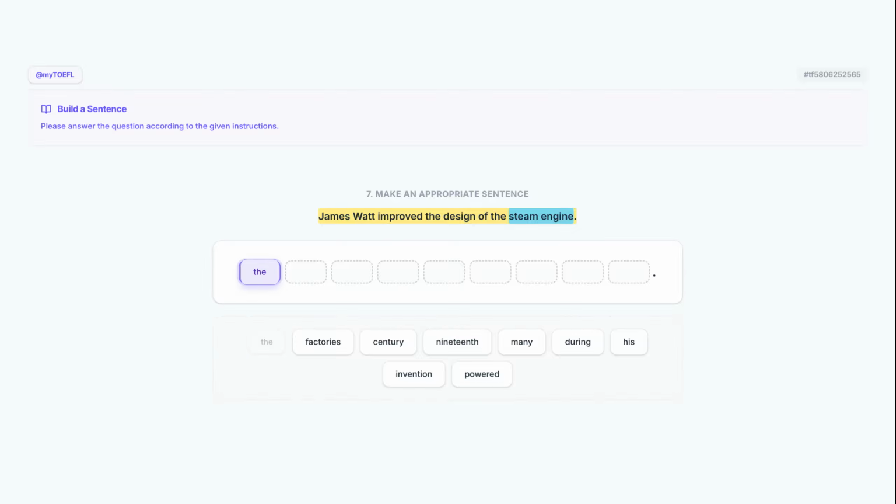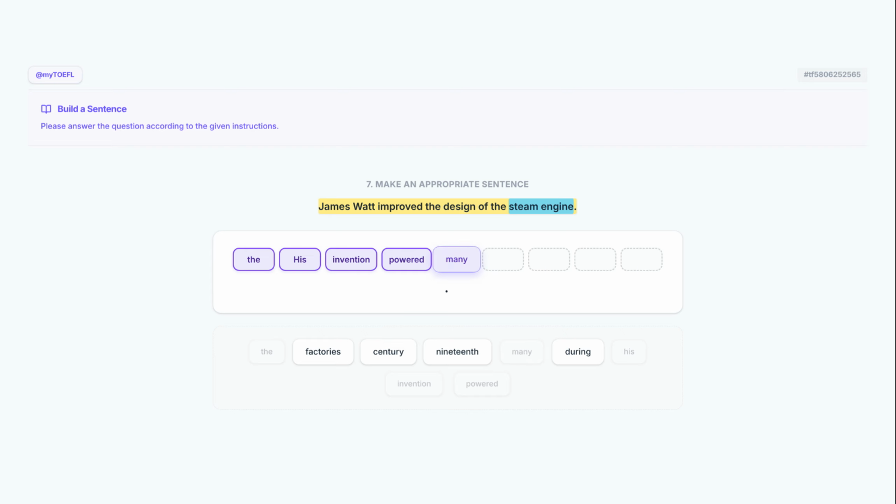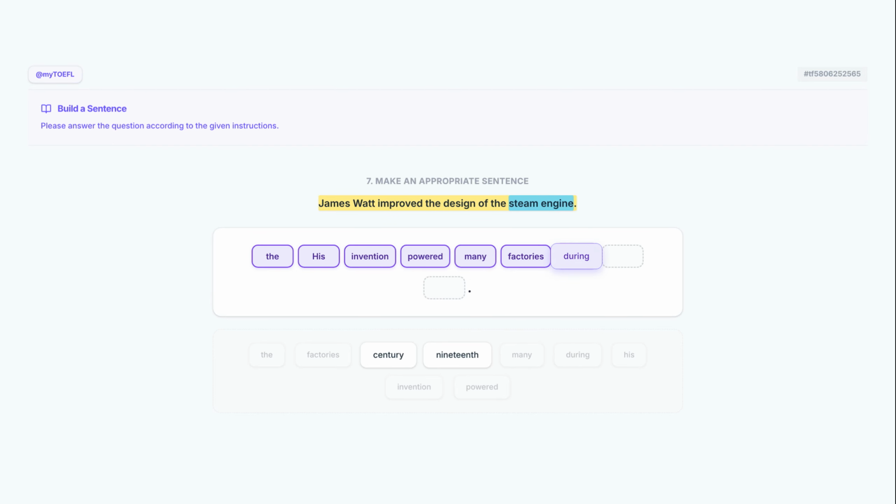We will assemble the sentence carefully, word by word. First, we drag the possessive his. Next, we place the noun invention. Then, we need the verb, so we drag powered. We follow this with the quantifier many. Next, we add the noun factories. Then, we use the preposition during, followed by the definite article the. Next, we place the adjective 19th. Finally, we add the noun century.